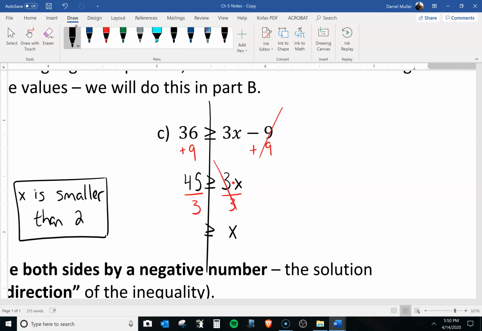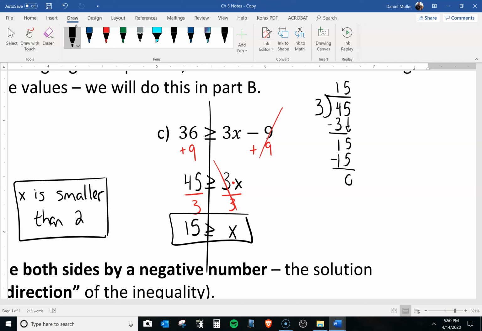If you don't know what that is, you could always go 3 into 45. 3 goes into 4 once. 1 times 3 is 3. You can subtract that. 4 minus 3 is 1. Bring down the 5. 3 goes into 15 5 times. 5 times 3 is 15. So 45 divided by 3 is 15.